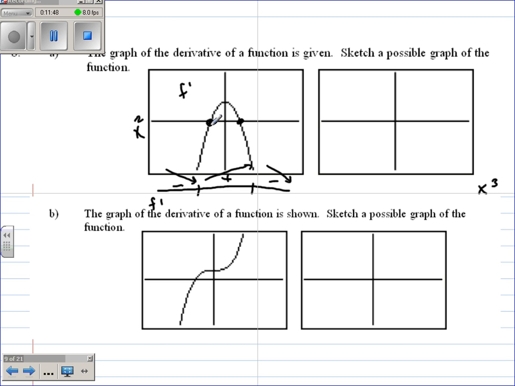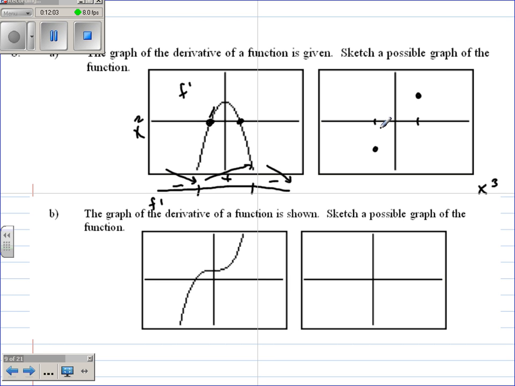But your idea is that this is a minimum because you're crossing from negative to positive, and this is a maximum. So I'm going to just use these same values here, these x values, and I know I'm going to have a minimum at this point. I'm going to have a maximum at this point.